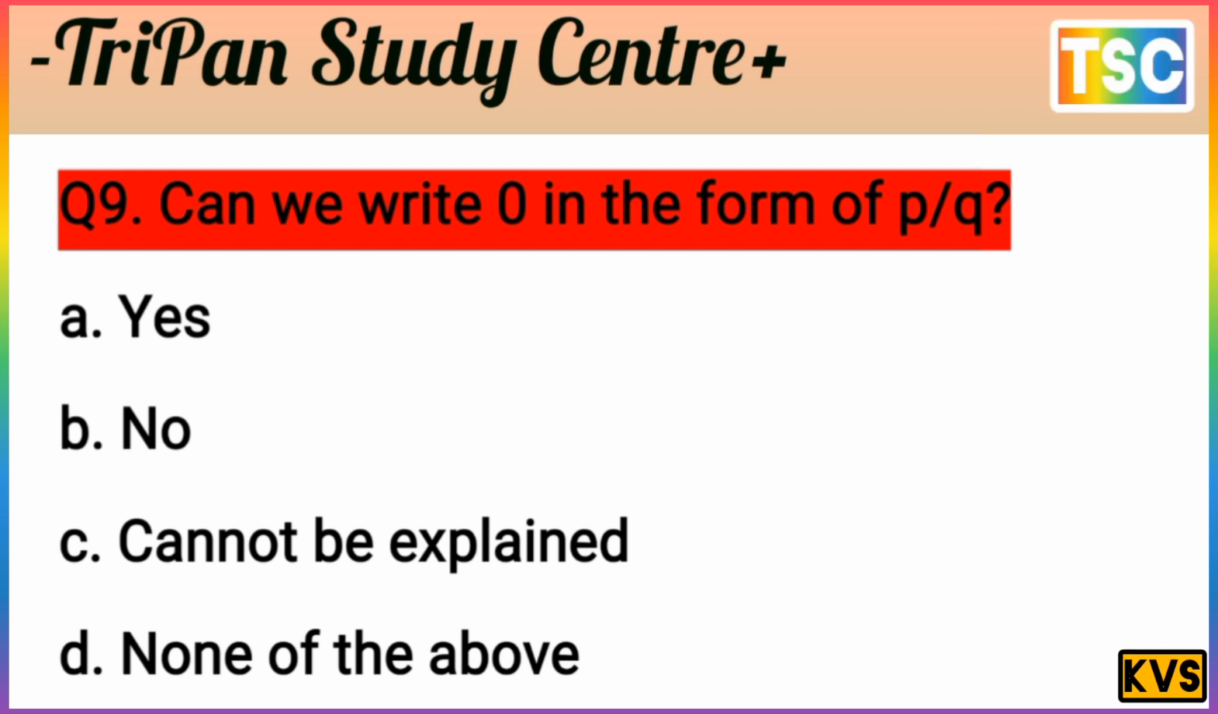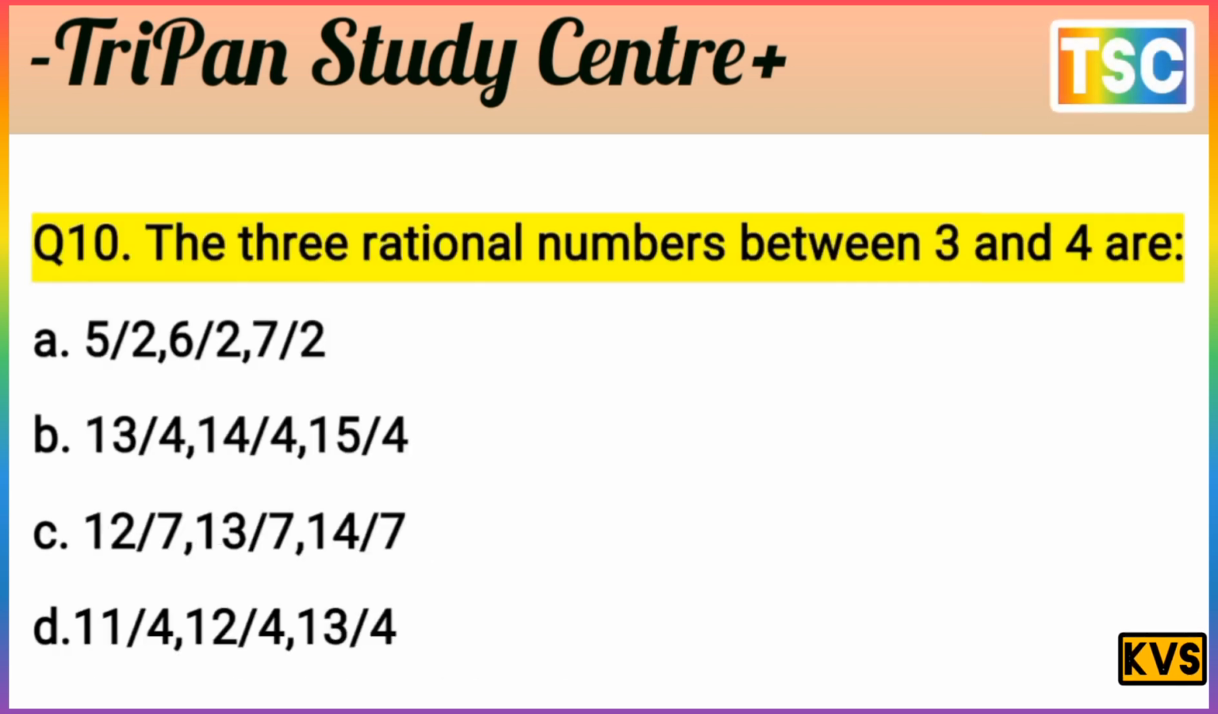That's important. Let's see the next question. The next question arrives here. The question is: the three rational numbers between 3 and 4 are. That's important. You know that this is a textbook question, but you calculate the answer in your notebook, because we have no technology for this. I calculate this. Okay.